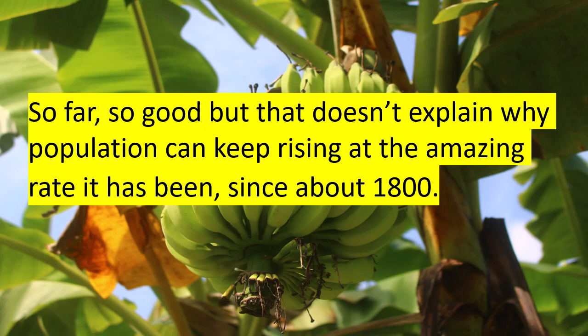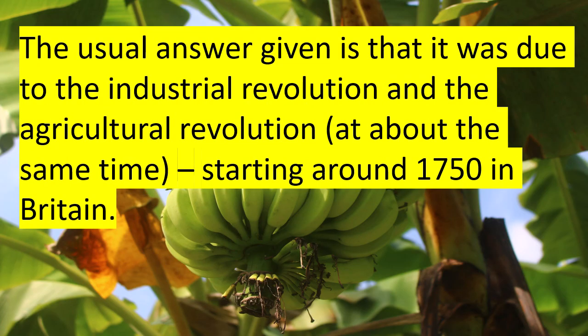This could be new technology like windmills or water wheels, or climate change that makes growing things easier. So far, so good. But that doesn't explain why population can keep rising at the amazing rate it has been since 1800. The usual answer given is that it was due to the Industrial Revolution and the Agricultural Revolution at about the same time, starting around 1750 in Britain.